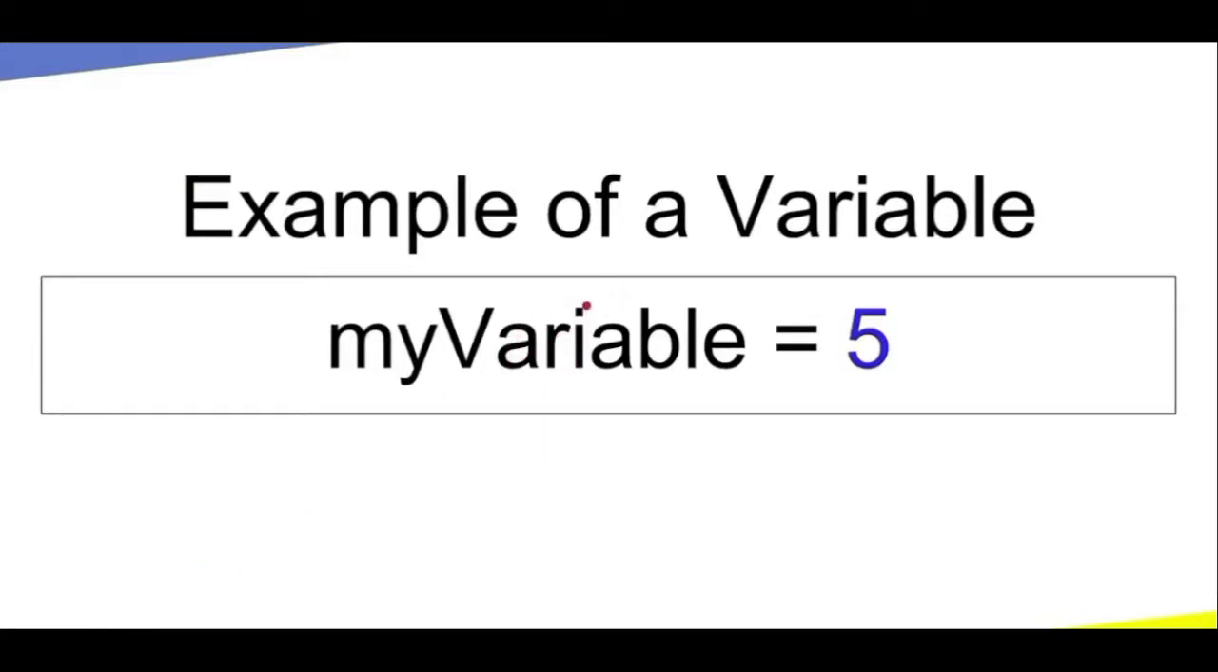Here the variable myVariable has the value 5 stored in it, with myVariable being the name and 5 being the value of the variable. Storing the value of 5 in the variable myVariable is called assignment, and we do assignment using the equal to operator between both of them.